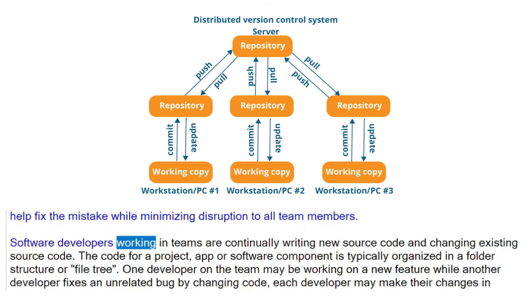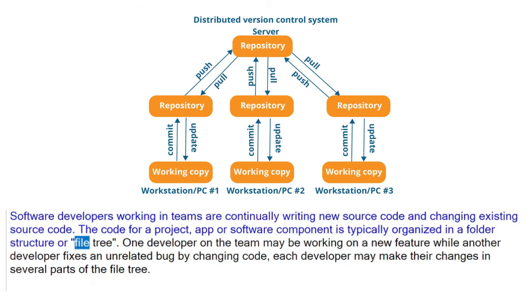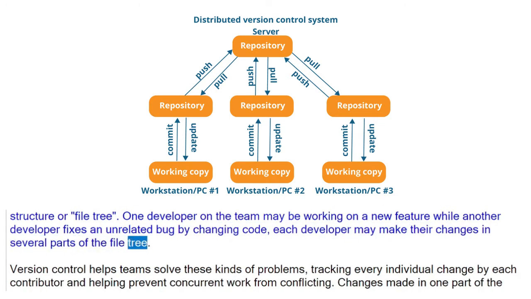Software developers working in teams are continually writing new source code and changing existing source code. The code for a project, app, or software component is typically organized in a folder structure or file tree. One developer on the team may be working on a new feature while another developer fixes an unrelated bug by changing code. Each developer may make their changes in several parts of the file tree.